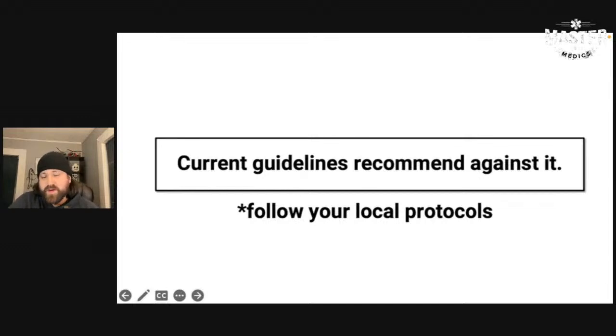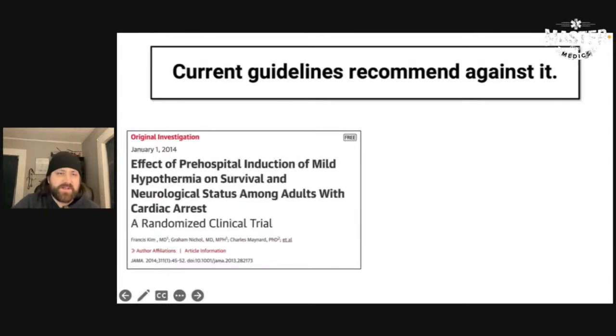Well, one, current guidelines recommend against it. Technically, they recommend against the routine initiation of it with cold fluids, which is really the only way we can do it pre-hospital anyway. So as a blanket statement, maybe we shouldn't be doing it. And there are 2 trials that really looked at this. The first was published in 2014 by Kim et al. They demonstrated that pre-hospital cooling with cold saline didn't lead to any improved survival or neuro outcomes, and it was actually associated with increased rates of pulmonary edema and cardiac arrest. So it might be causing harm.